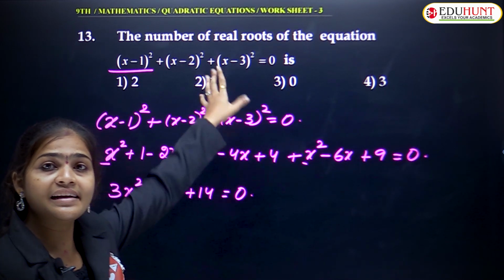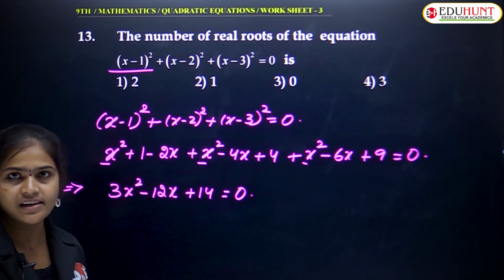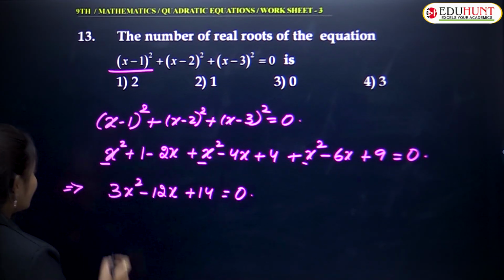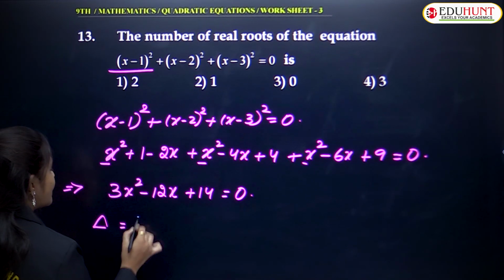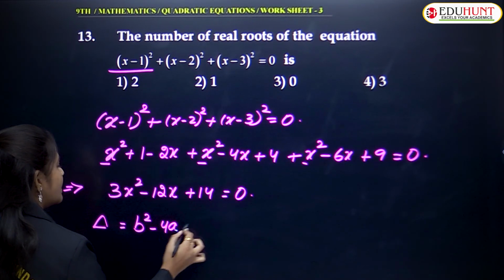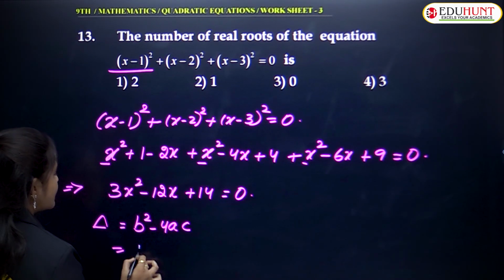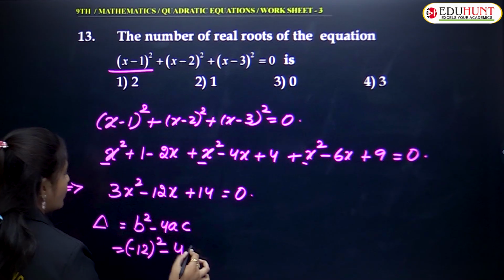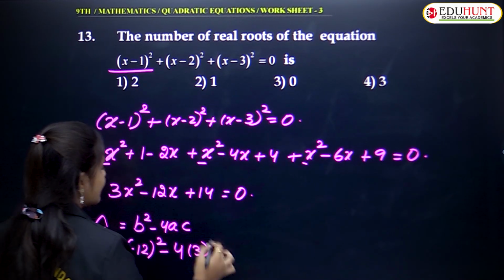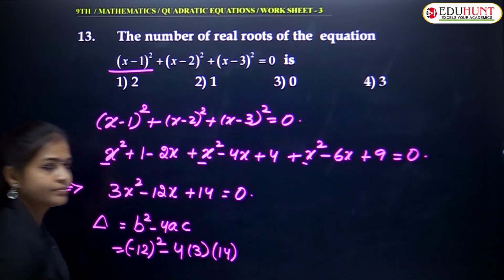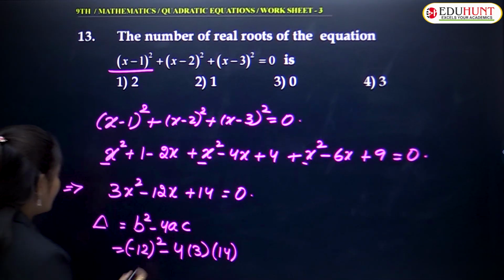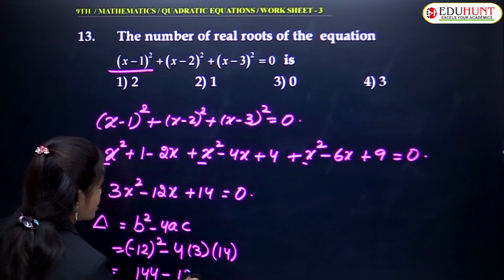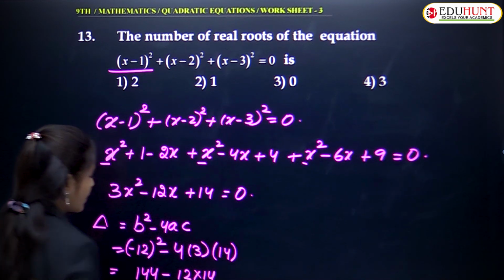That form is there now. Now we can check the nature of the roots. So first find here delta. Delta is equal to b square minus 4ac, no? So find this. B is equal to minus 12 whole square minus 4 into a is equal to 3, c is equal to 14. Okay. Next, 12 12s 144 minus 12 into 14.